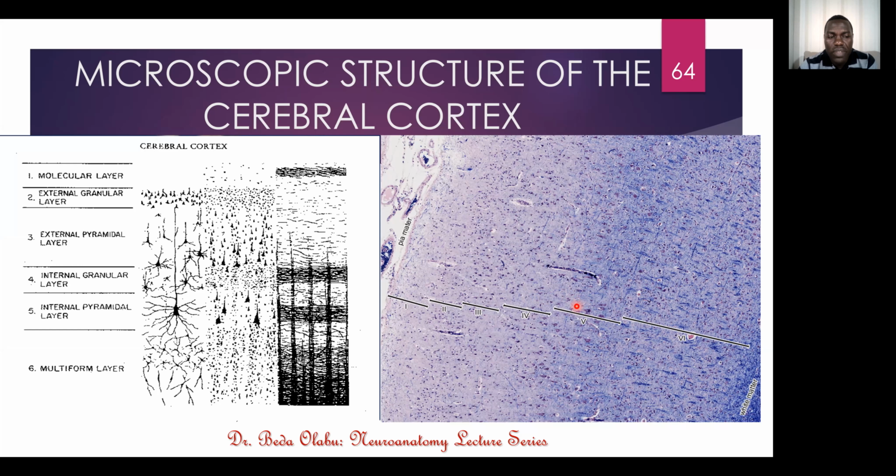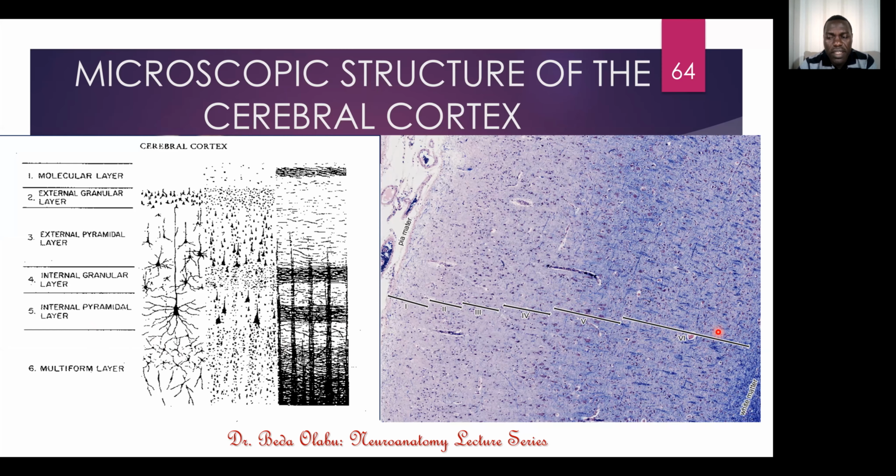Layer 5 is what we call the inner pyramidal layer. The inner pyramidal layer gives rise to projection fibers. So the cell bodies of projection fibers are located within layer 5. Layer 5 is the one that gives you neurons that come out of the cerebral cortex to go to other subcortical regions.